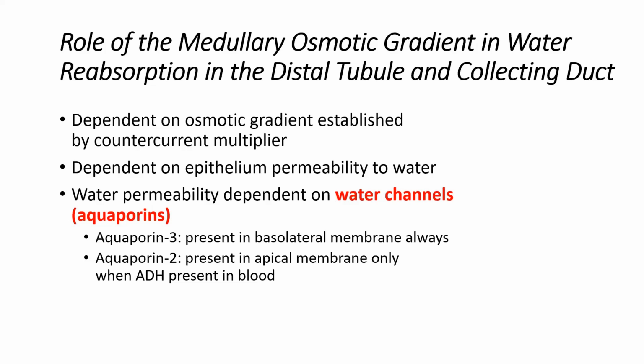Okay, aquaporin 3 is exclusively in the basolateral membrane always. Aquaporin 2 is present in the apical surface only. And aquaporin 2 is going to be inserted in response to ADH. So I'll talk about how ADH gets secreted in a moment, but when ADH is secreted, it's going to stimulate the cells to insert more of the aquaporin 2 channels only into the apical side of the membrane, whereas aquaporin 3 channels are always located in the basolateral surface. Okay.